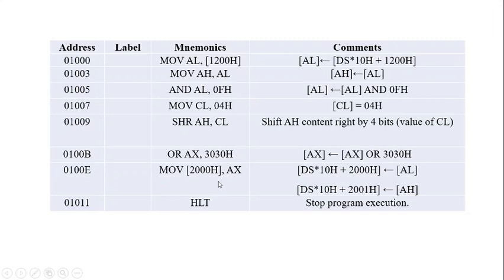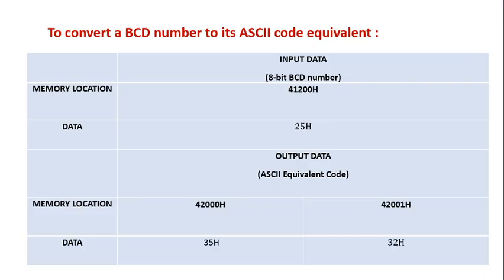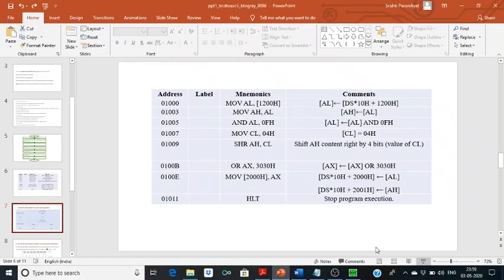each. So in this way we will have the ASCII equivalent, and we will store its value to this destination, means AL content will be stored at this destination and AH content will be stored at this destination. In this example I have taken 25H as the 8-bit BCD number, and we should get output 35 and 32. So now let's execute it.